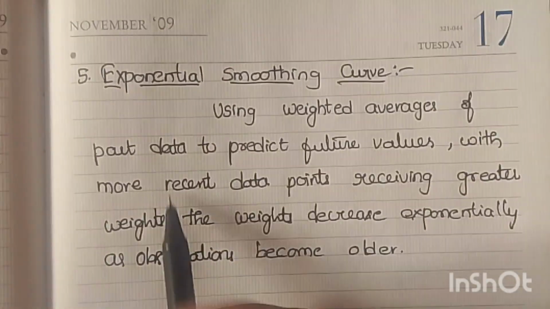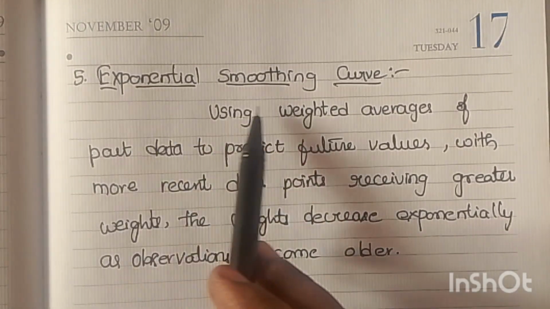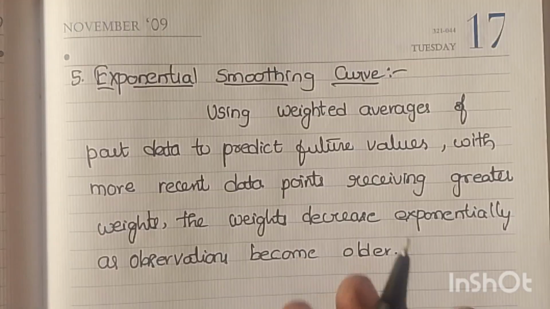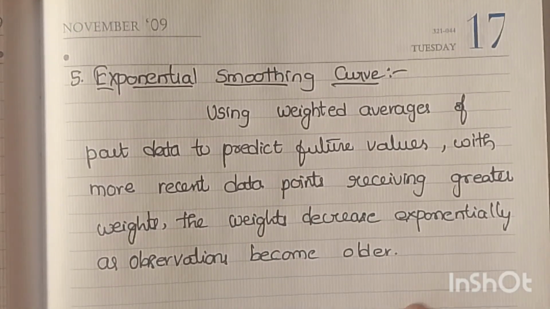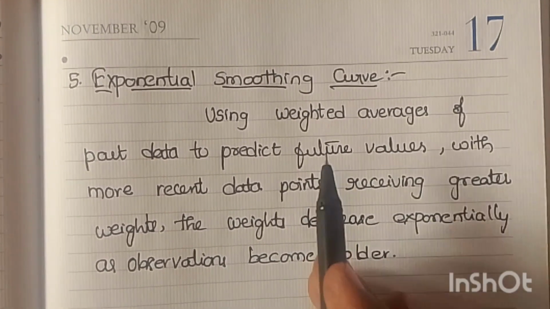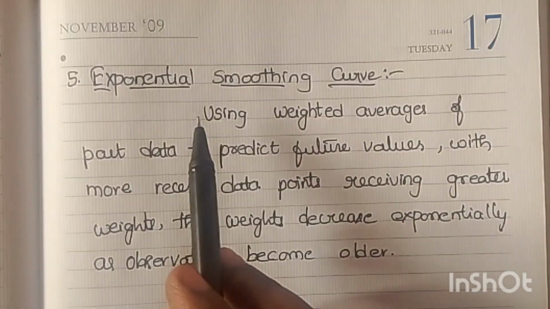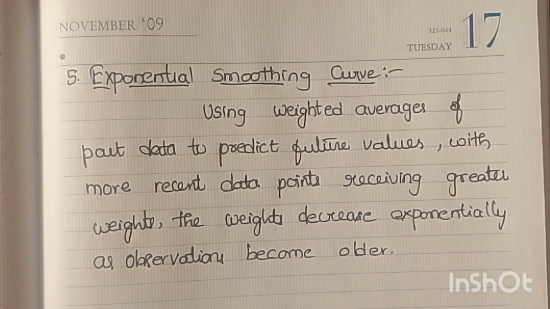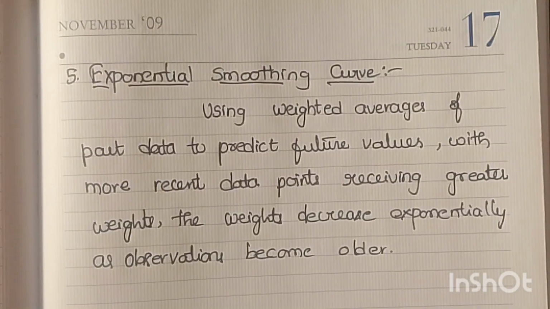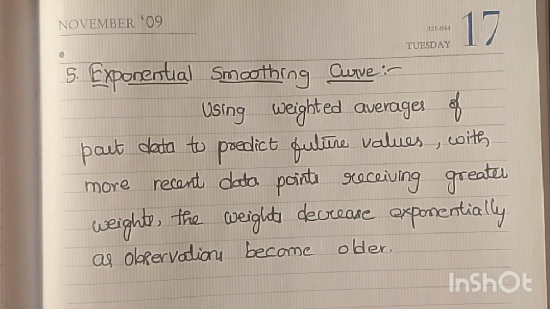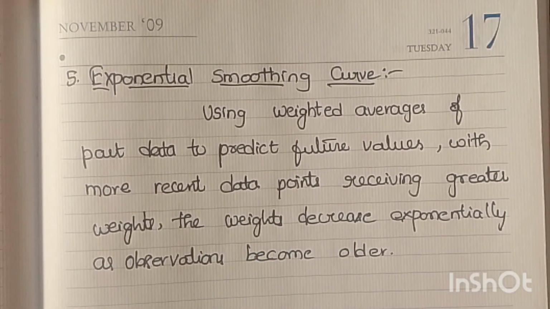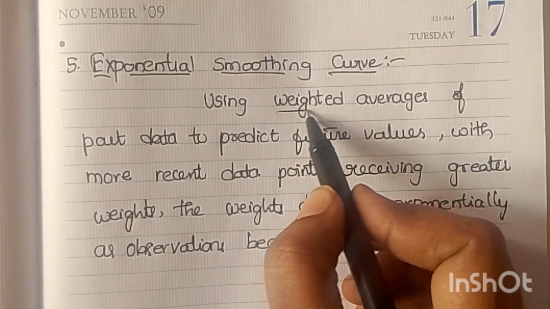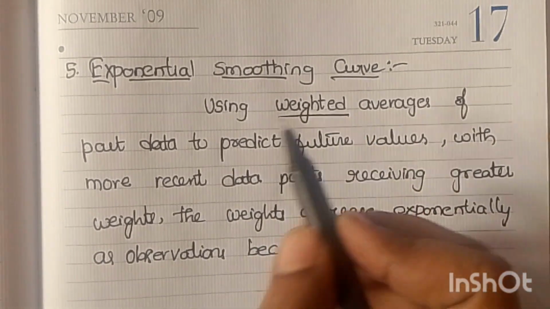The next method is the exponential smoothing curve. In this method we are using the weighted averages of past data to predict the future values. In the previous method, the moving average method, we calculate the average of past data of maybe 3 days or 4 days, whatever. But here we are calculating weighted averages. So what is weighted? We are giving priority.